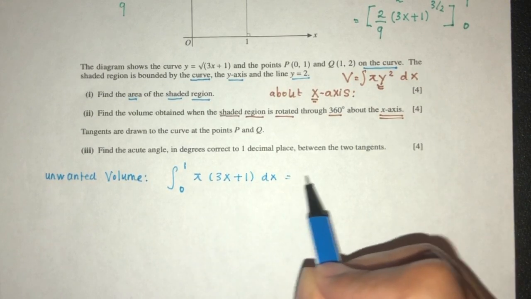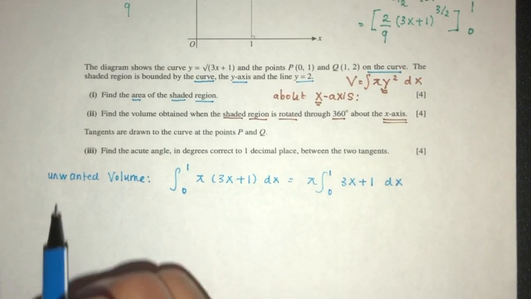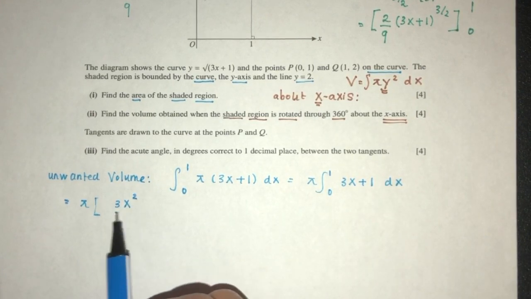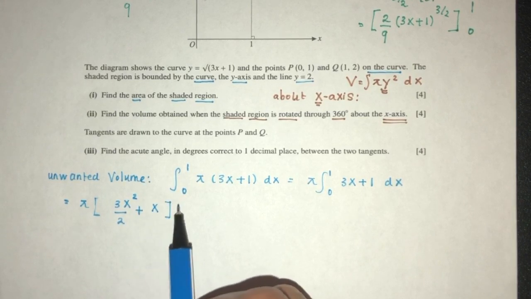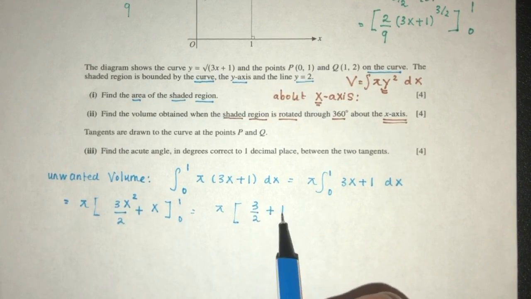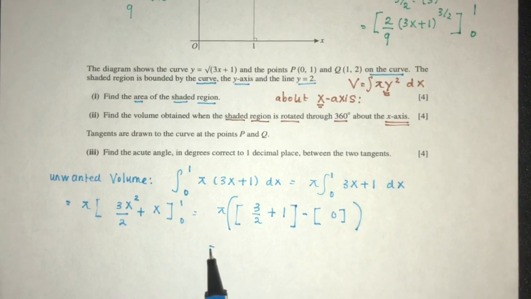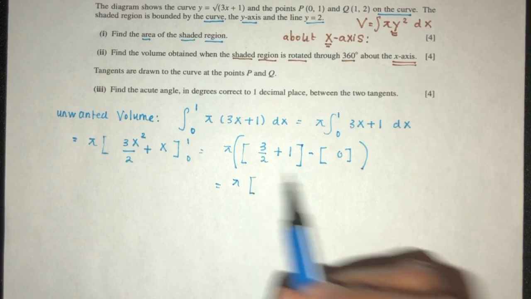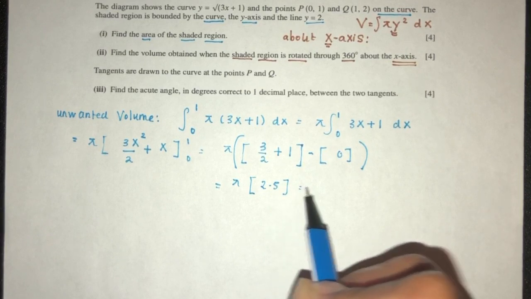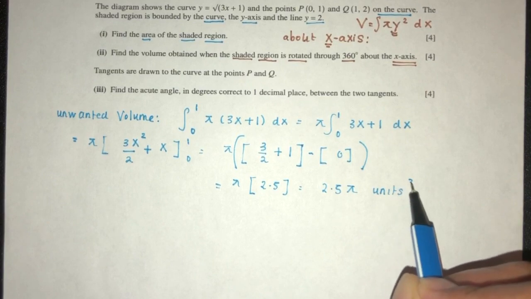Now we can take this out. It's only a multiple. You will have the integral from 0 to 1 of 3x plus 1 dx. Now simplify. Pi is pi. That will be 3x squared over 2 plus x, from 0 to 1. Pi is pi. That will be 3 over 2 plus 1 minus 0. So let's see what we get. Here, pi is pi again. So 3 over 2 plus 1, that should be 2.5. So the unwanted volume is 2.5 pi units cubed.